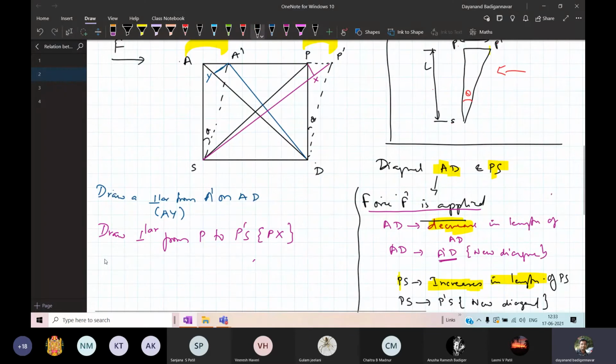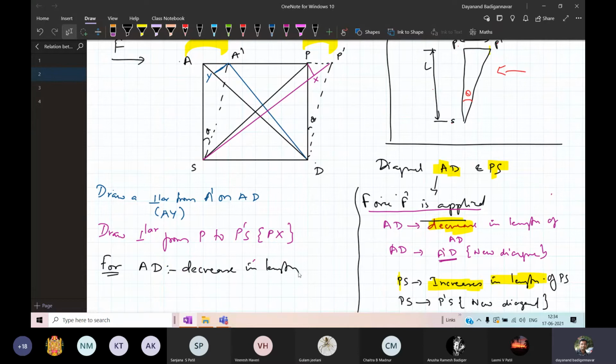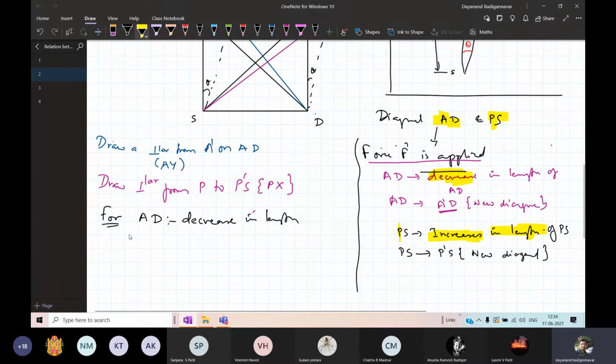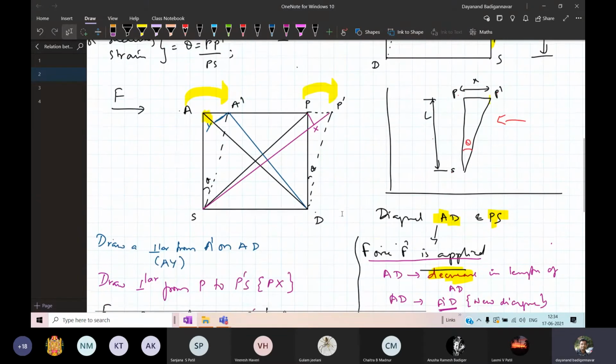Now, in the first case, this is for the diagonal AD. As I told you, there is a decrease in the length. How much is the decrease? If you look at the diagram, the decrease in the length is equal to A dash Y. This much length has been decreased. Sorry, it's called A dash Y. I should change it here.